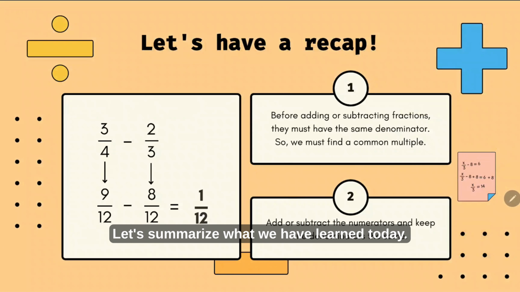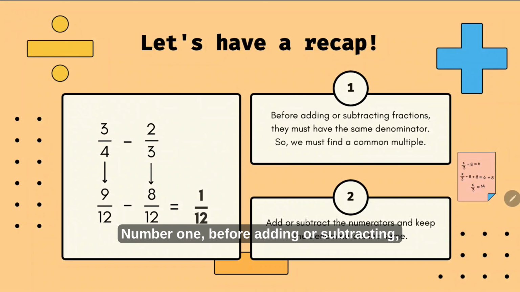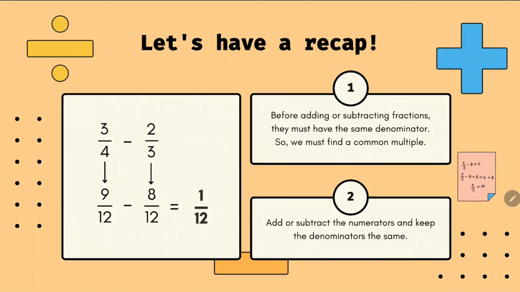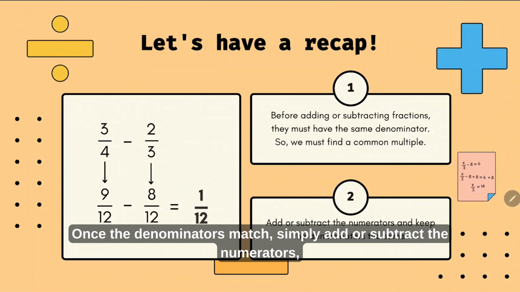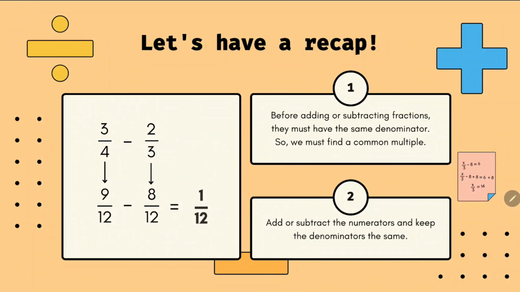Let's summarize what we have learned today. Number 1, before adding or subtracting, the fractions must have the same denominator. You'll find this by looking for the common multiple. Once the denominators match, simply add or subtract the numerators, keeping the denominator the exact same. Do not change the denominator.